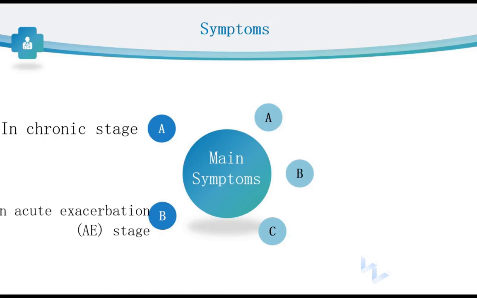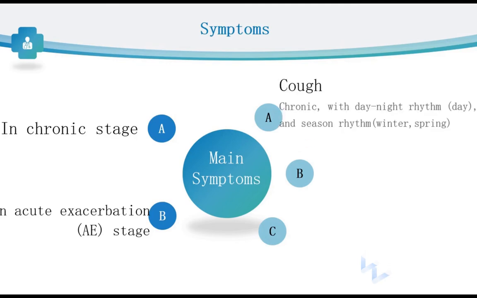Symptoms of COPD can be divided into two groups. The first group is the main symptoms, including cough, sputum, and dyspnea. The cough must be chronic. Most of the patients will have a cough for more than 2 years and more than 3 months per year. And most of them will have a more severe cough in the morning and in the spring or winter while the weather changes.